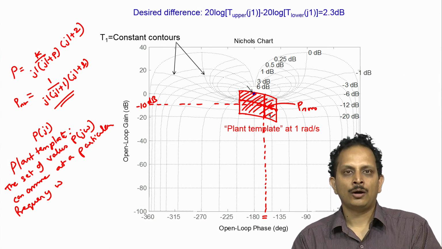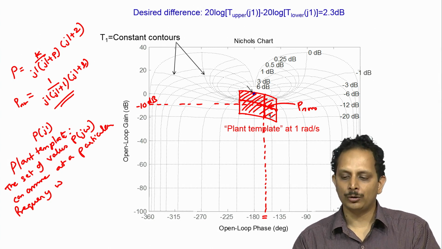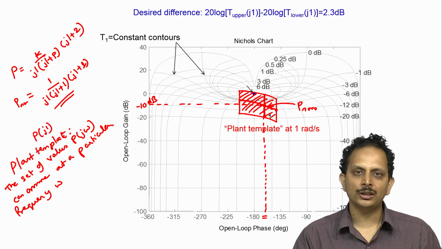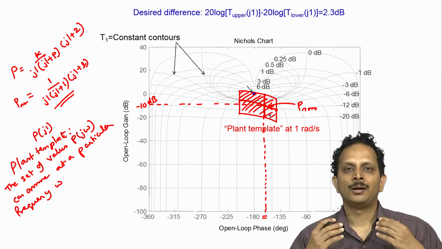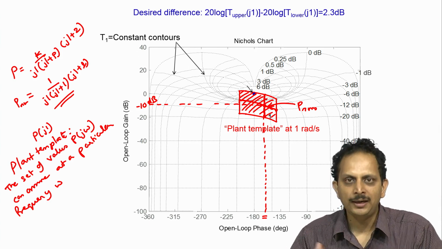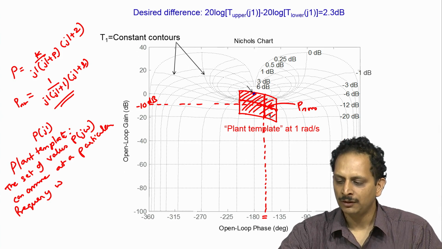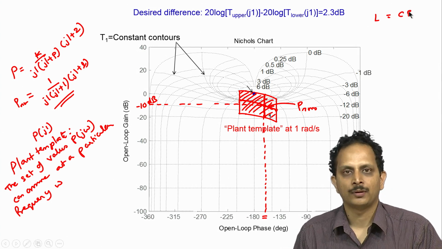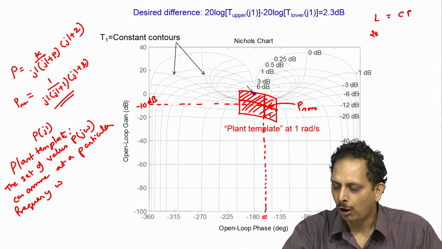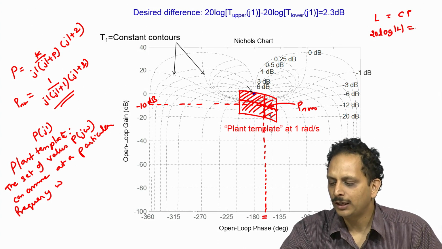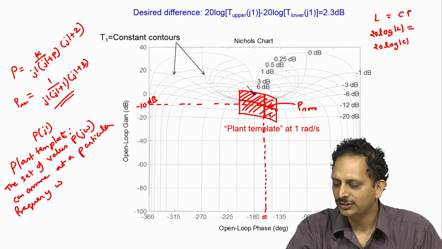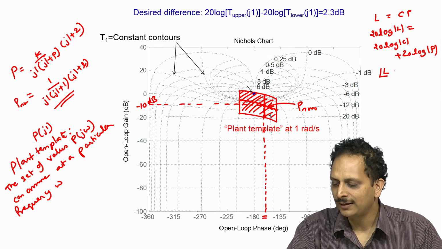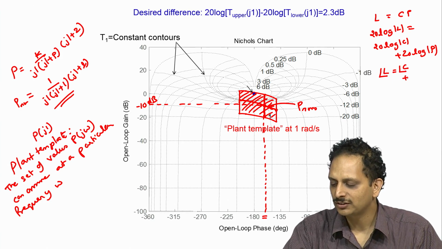Now, the attraction with doing control design using the Nichols plot comes from the fact that this plant template does not change either its orientation or its size when it is multiplied with a controller, because when we are undertaking feedback control design, we are essentially trying to determine the loop gain L, which is going to be equal to C times P. Now, we would have 20 log of magnitude of L to be equal to 20 log of magnitude of C plus 20 log of magnitude of P. Likewise, the phase of L will be equal to the phase of C plus the phase of P.